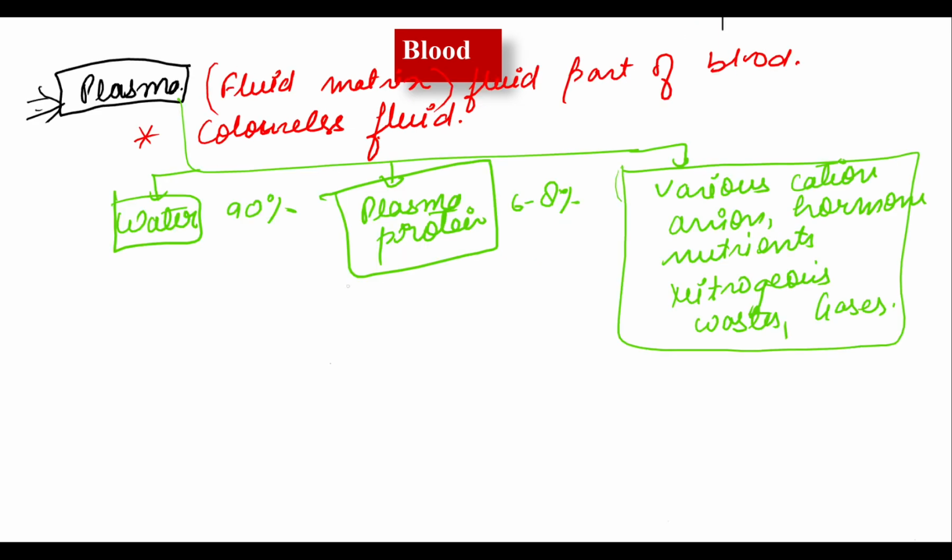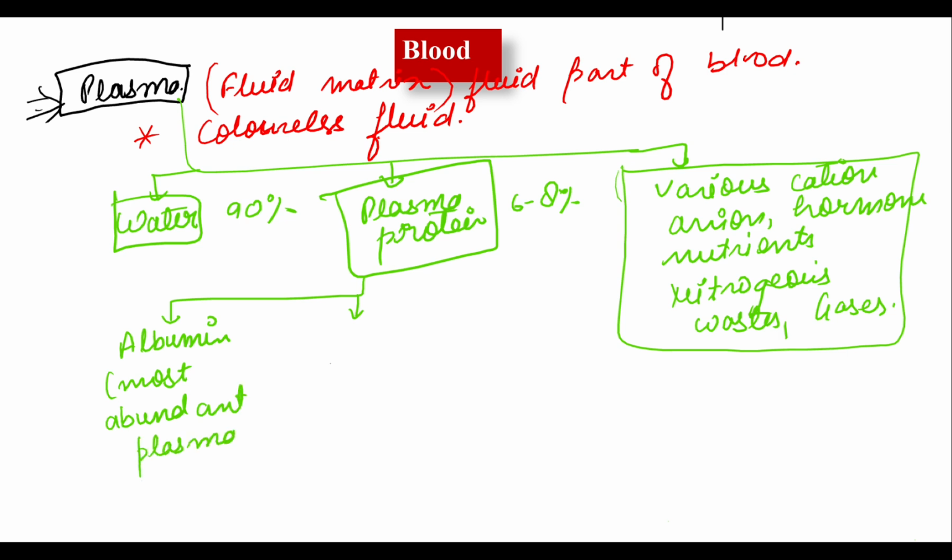Now if I'm talking about plasma proteins, there are different plasma proteins present, and the first one is albumin, which is responsible for maintaining the colloidal osmotic pressure of the blood, and this is the most abundant plasma protein, clear? I'm writing protein like this, don't get confused, okay. You can also write it like this.